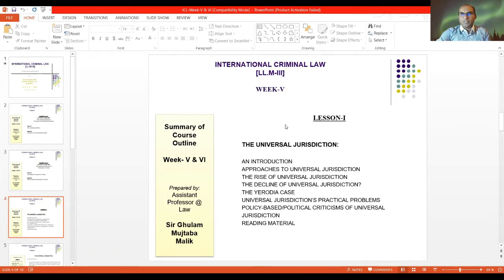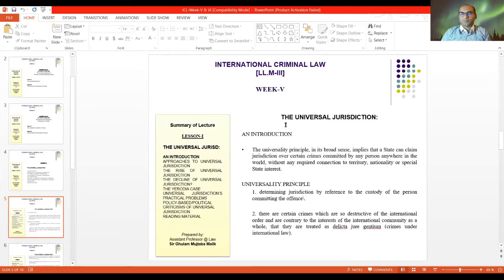So students, I'm going to start today's lesson with the introduction of our topic, that is universal jurisdiction. There are 4 jurisdictions which we have already discussed, but in today's lecture, what is universal jurisdiction? The universality principle in its broad sense implies that a state can claim jurisdiction over certain crimes committed by any persons anywhere in the world, without any required connection to territory, nationality, and special state interest.